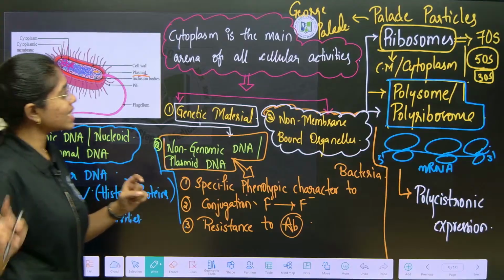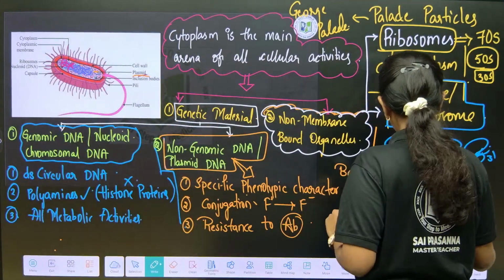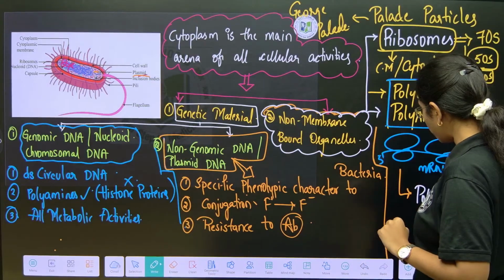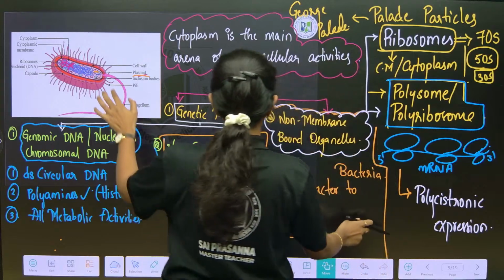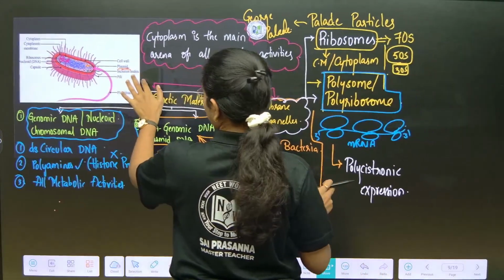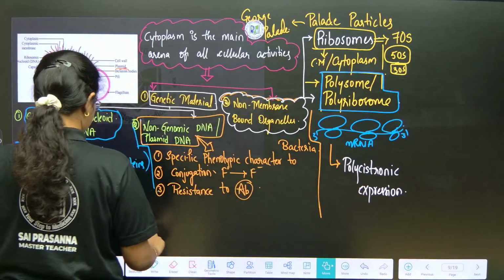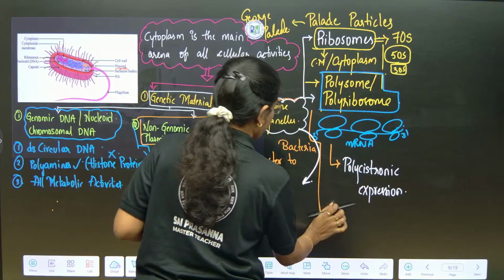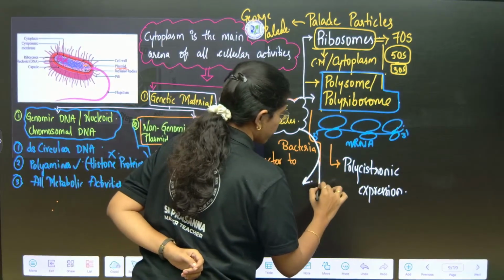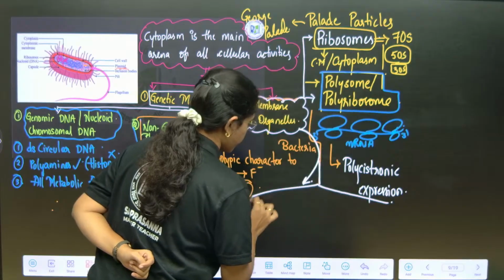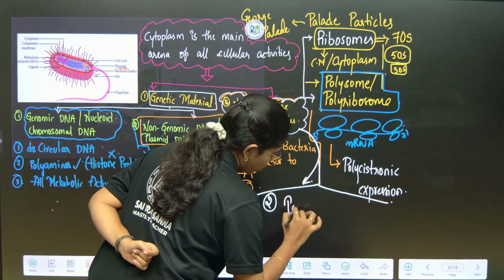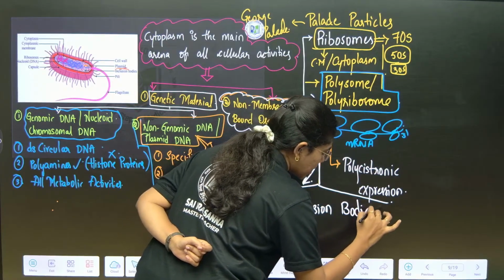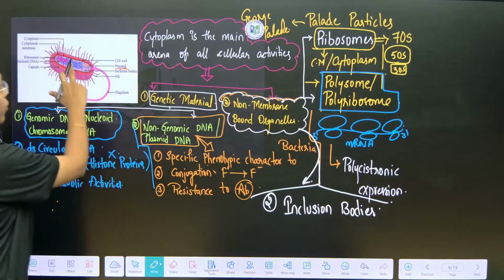Now we will look into the second non-membrane bound organelle. The second non-membrane bound organelle is what? Inclusion bodies. What are these inclusion bodies? Here we go about inclusion bodies. These are the storage bodies that are present inside the cytoplasm of a prokaryotic cell.